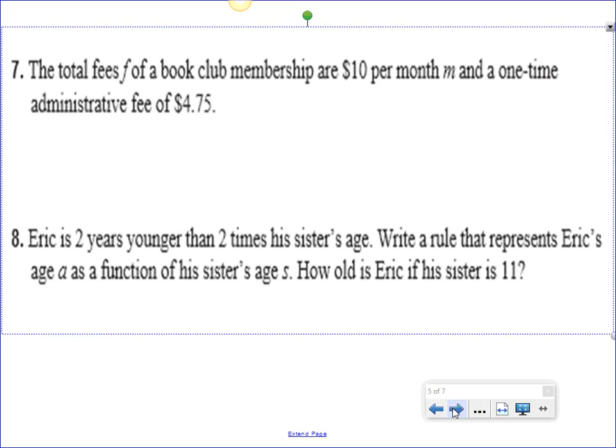Okay, hopefully again this is making sense to us. Next one. The total fees for a book club membership are $10 per month and a one-time administrative fee of $4.75. So if it's $10 a month, you're going to have to take $10 times every month you're in it, plus a one-time fee of $4.75. That would tell you how much it's going to cost you.